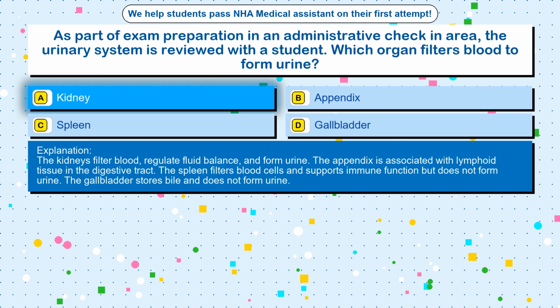The kidneys filter blood, regulate fluid balance, and form urine. The appendix is associated with lymphoid tissue in the digestive tract. The spleen filters blood cells and supports immune function but does not form urine. The gallbladder stores bile and does not form urine.